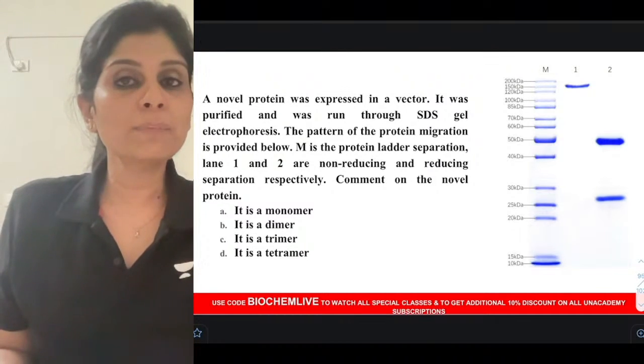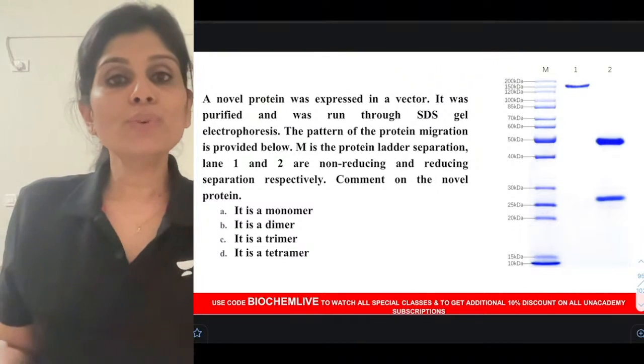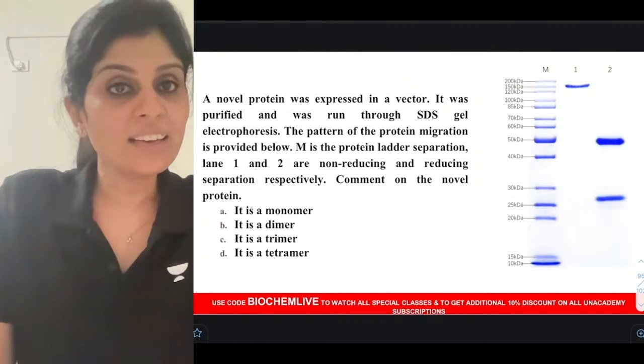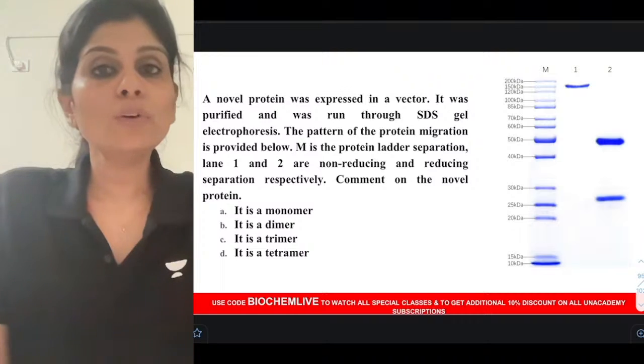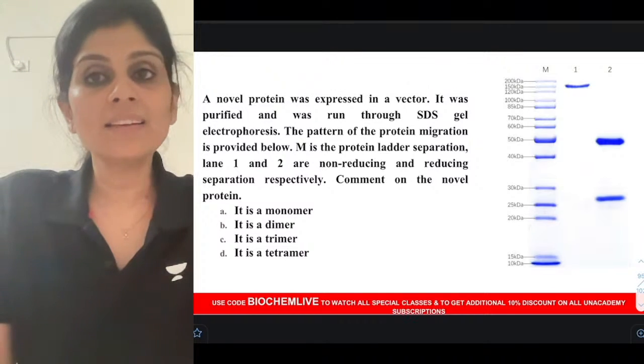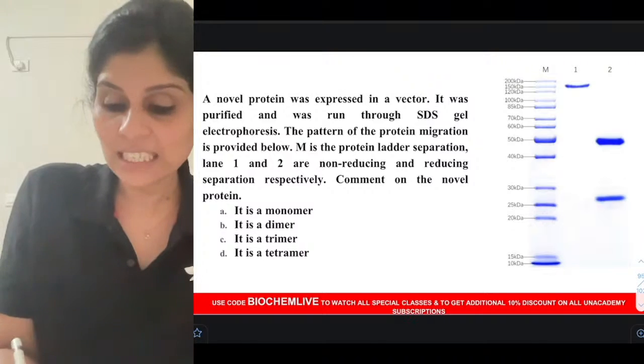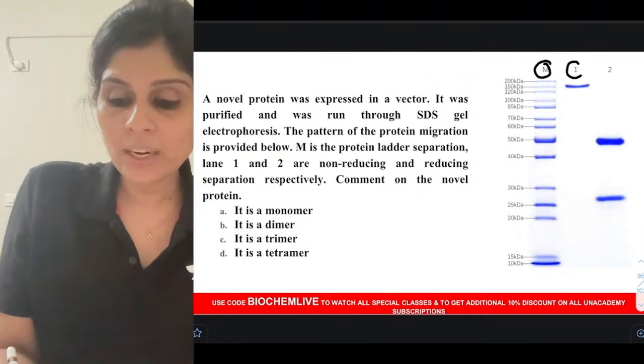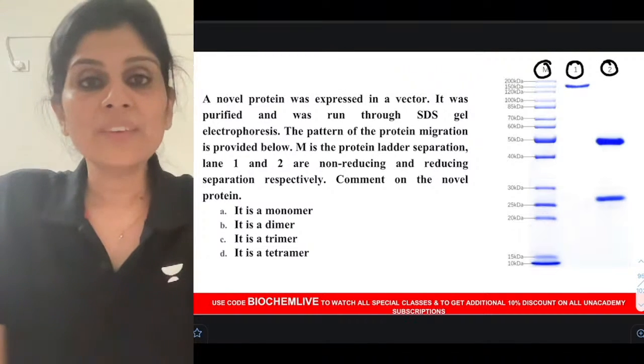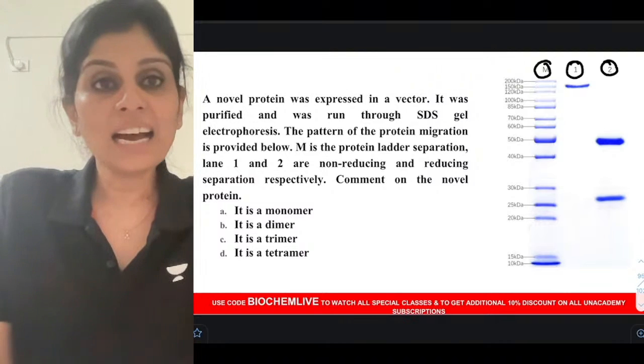A novel protein was expressed in a vector. It was purified and was run through SDS gel electrophoresis. The pattern of the protein migration is provided here. Okay, so what they have given you is they have shown you 3 lanes. What are the 3 lanes that you see here? M, lane 1 and 2. And they've given you that M is the protein ladder separation.